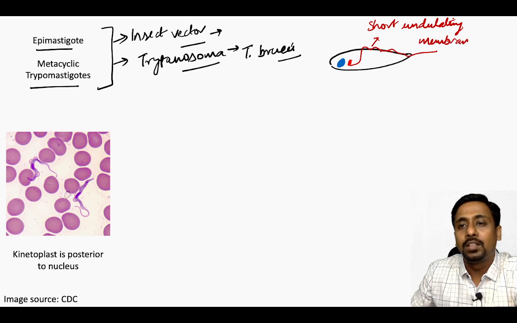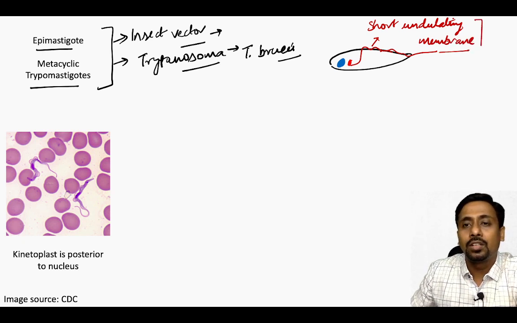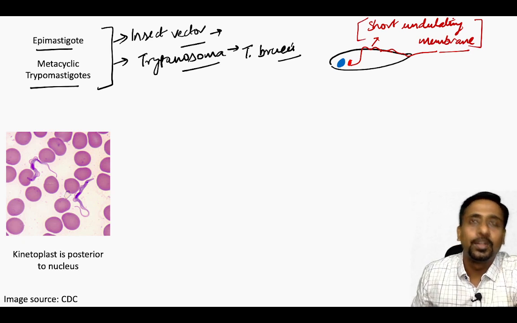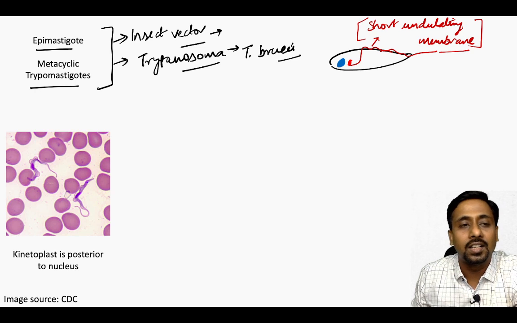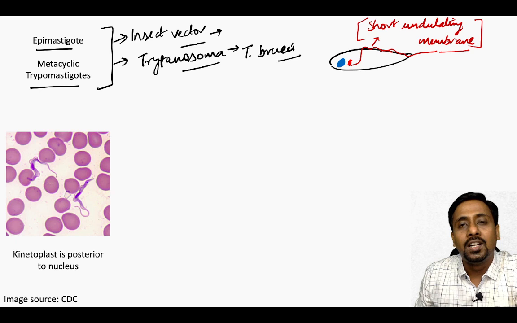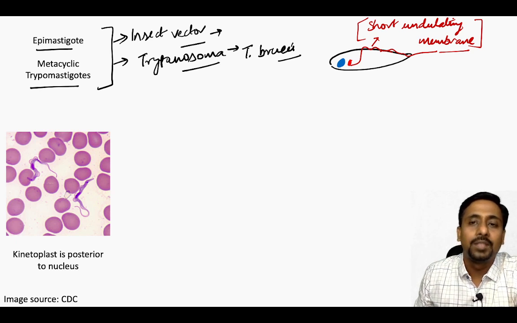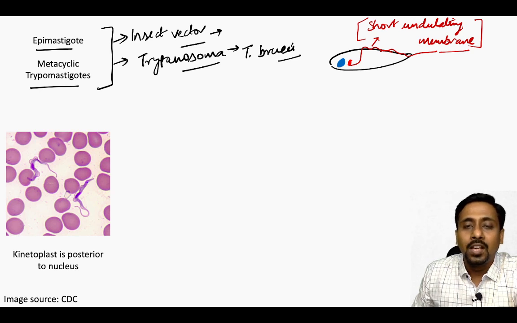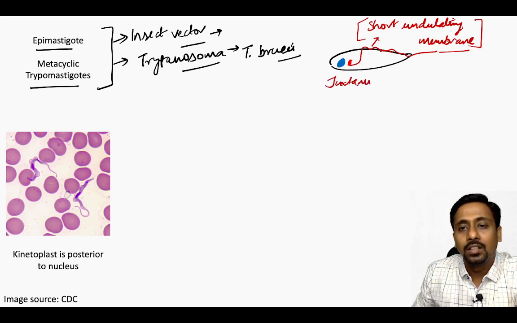membrane. If you remember, last time I told you about the short undulating membrane in Trichomonas vaginalis. So you can remember that both Trichomonas vaginalis and Trypanosoma start with T. So both have got a short undulating membrane, which is basically an extension of the cytoplasmic membrane and helps in movement. So this flagellum initially runs along the body and forms a short undulating membrane and then comes out anteriorly from the anterior end. And in this case, the kinetoplast is a little closer to the nucleus, that is juxtanuclear. Okay.